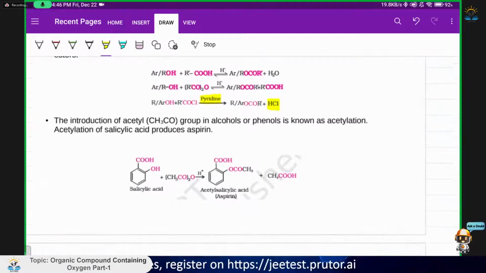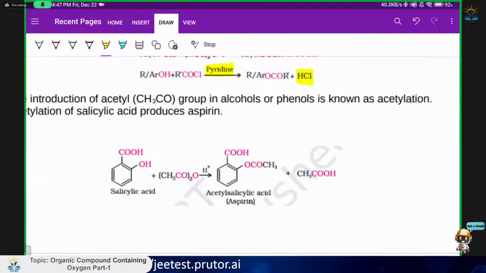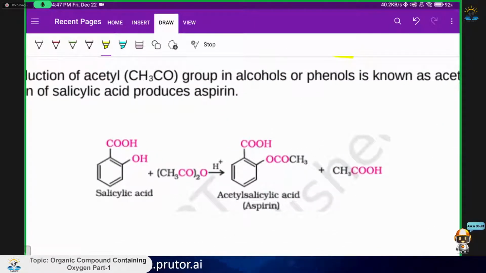The introduction of an acetyl group in alcohols or phenols is known as acetylation. Acetylation of salicylic acid produces aspirin. So it's a very important reaction. Salicylic acid when reacted with acetic anhydride, we get what? Acetyl salicylic acid. It's called aspirin.